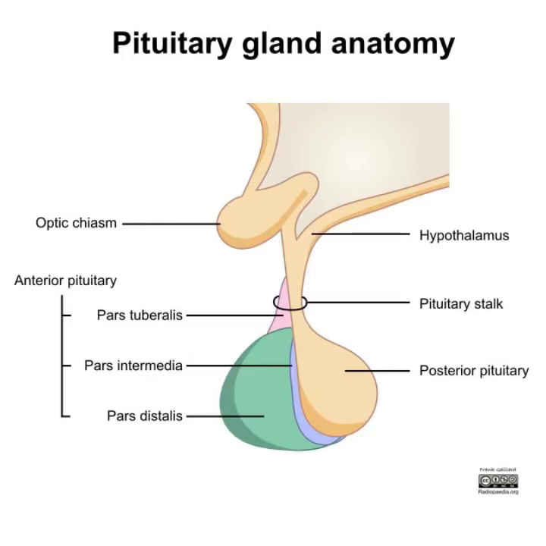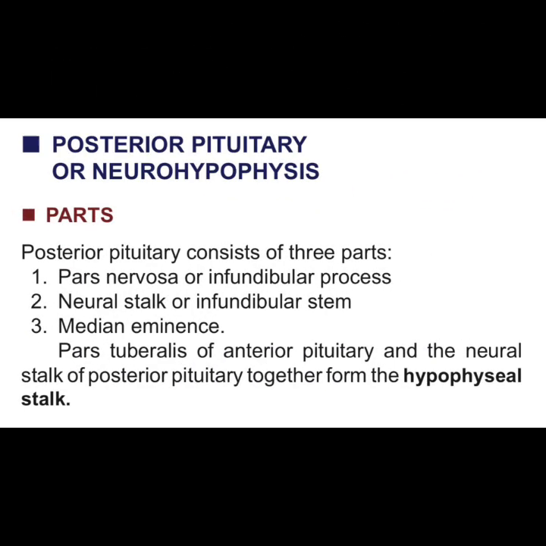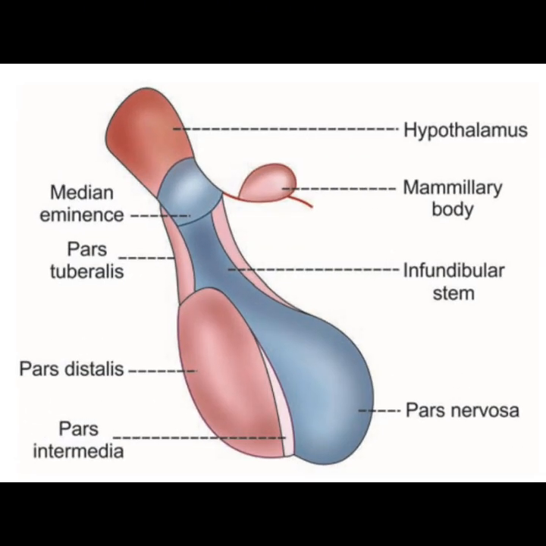So in this video we're talking about the posterior pituitary gland. Now the posterior pituitary gland is different here. The posterior pituitary gland, unlike the anterior pituitary gland, is communicating with the hypothalamus. I'm also giving you the diagram, so you watch. So this is the diagram of the posterior pituitary gland.